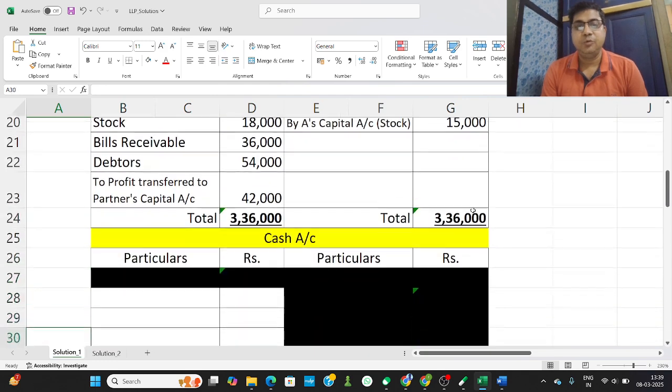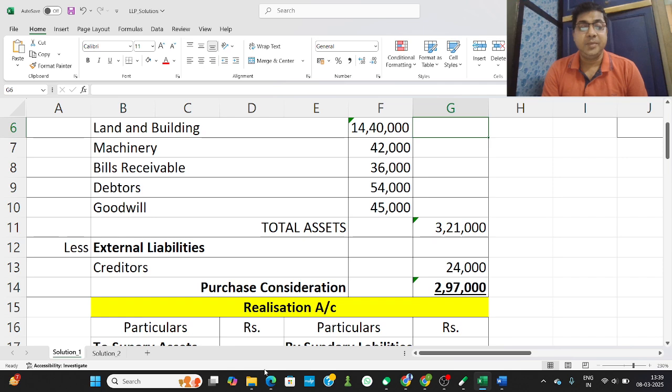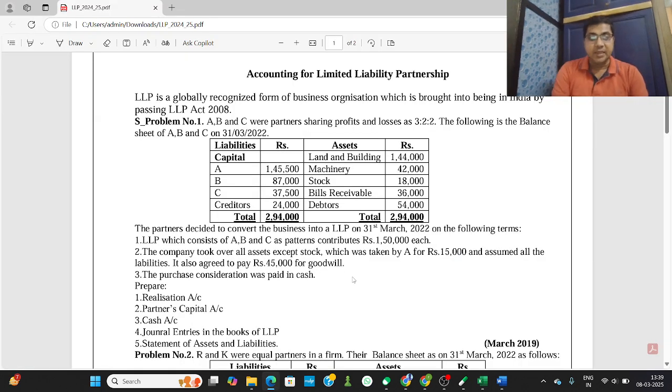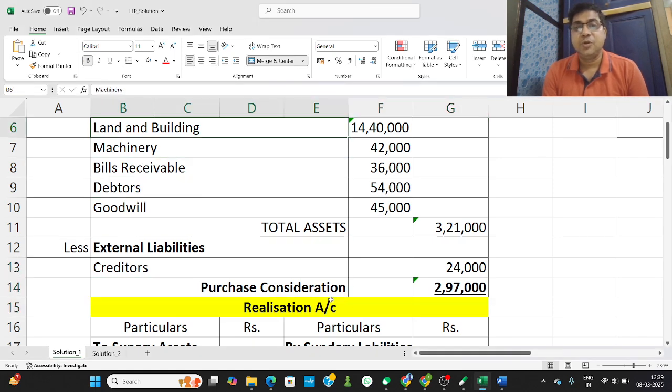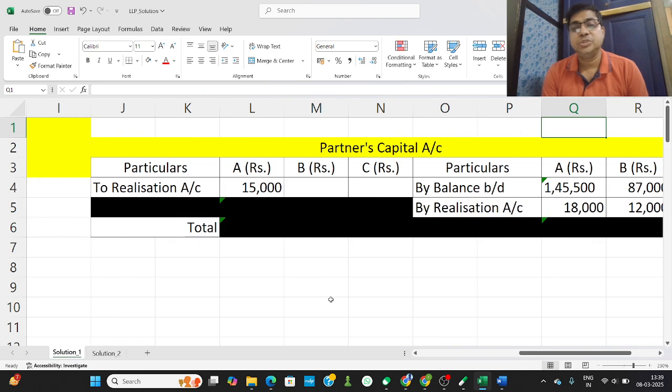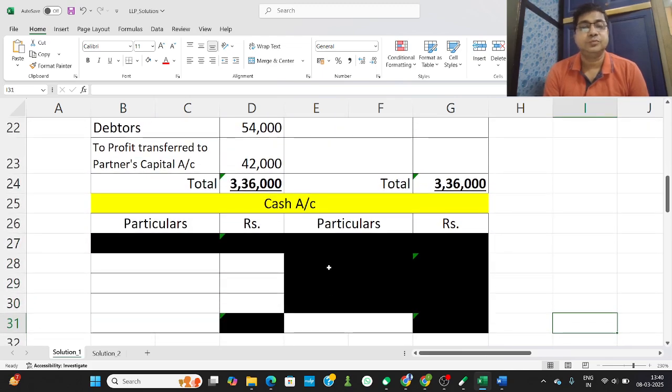Now, what we have to do, we have to see the problem. Is there any record? See what it says: an LLP, which consists of partners A, B, C, contributes 1,50,000 each. So each partner under the LLP contributed 1,50,000 each. This particular contribution we have to show. So where do we have to show it?